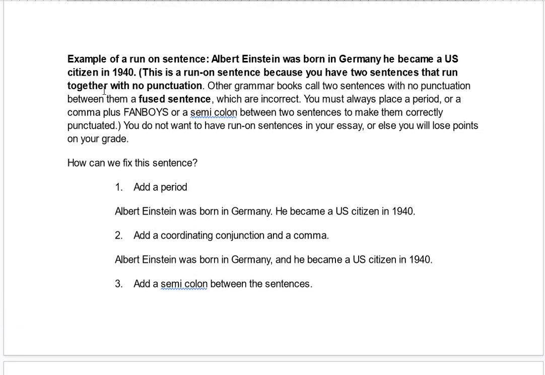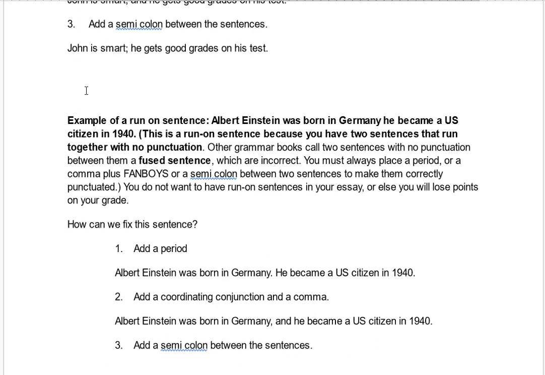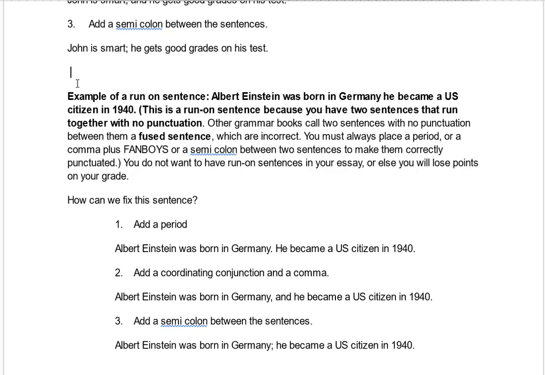And so what are some examples of a run-on sentence that's in your quiz? In your quiz, you're going to have this as an example of a run-on sentence: Albert Einstein was born in Germany He became a U.S. citizen in 1940. Why is this a run-on sentence? Because there's a missing period after Germany. After you have a complete idea, an independent clause, Albert Einstein was born in Germany, where's the period? When you're missing that period, that's how you get run-on sentences.